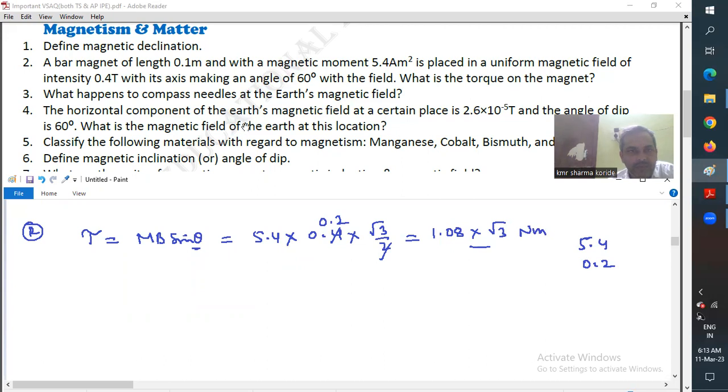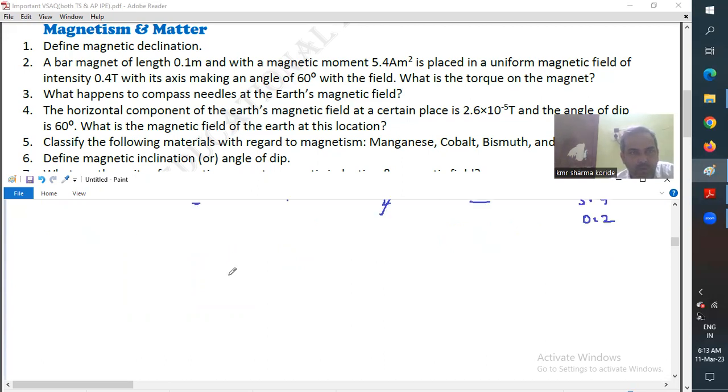Then moving to the answer for the next question. What happens to the compass needle at Earth's magnetic poles? Therefore, get back the formula we have just written: BH is equal to B cos del at the poles.